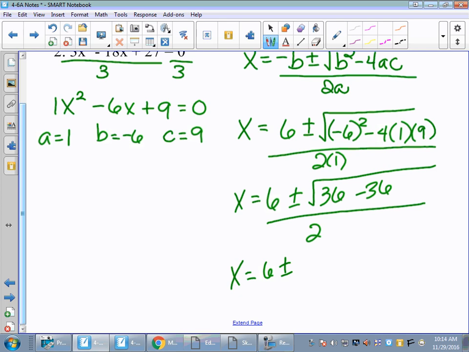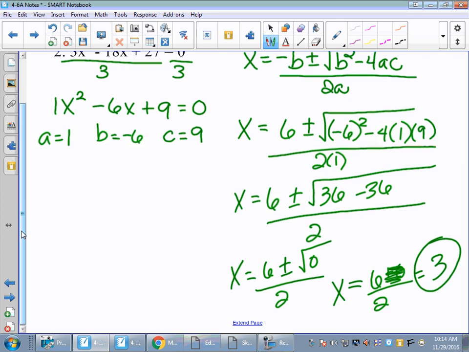X equals 6 plus or minus. When I subtract, I get the square root of 0 divided by 2. Well, the square root of 0 is just 0. So X is going to equal 6 plus or minus 0 divided by 2. Well, when you add or subtract 0, it stays 6, right? So that part's not even necessary. So my value is X is equal to 6 divided by 2, or in simplified form, 3. So I just gave you a problem where it's one solution. That means that the vertex was on the x-axis.